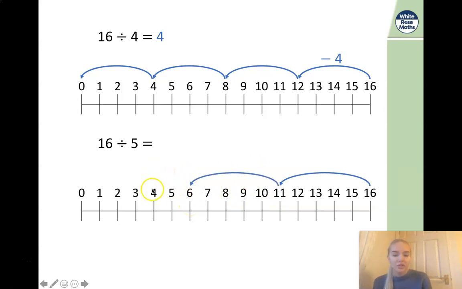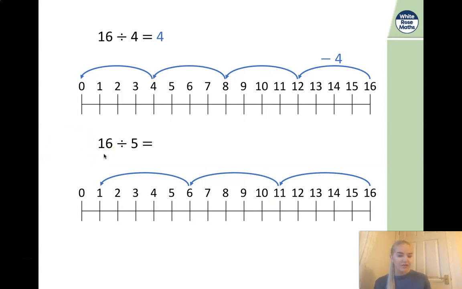1, 2, 3, 4, 5. We've counted another group of 5. Can we count any more groups of 5? What number have I landed on? That's right, I've landed on the number 1. Now, I can't make any more groups of 5 with just one jump remaining.